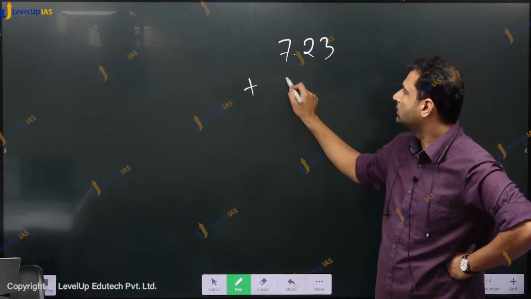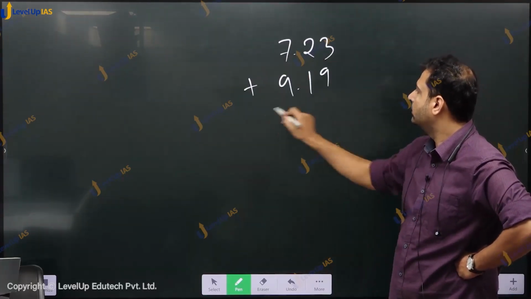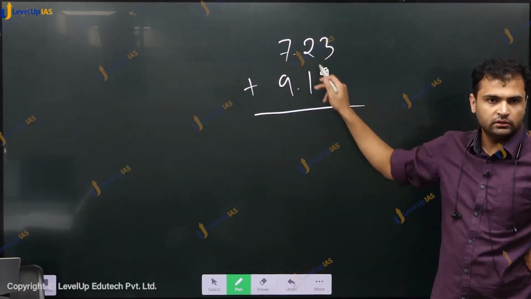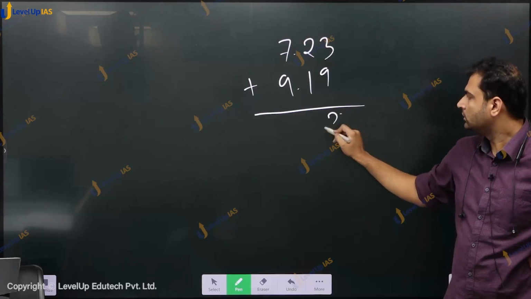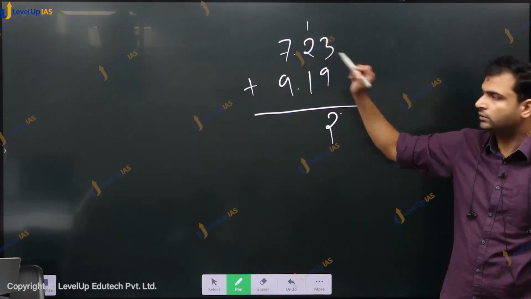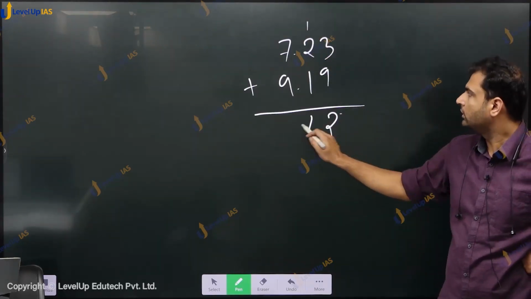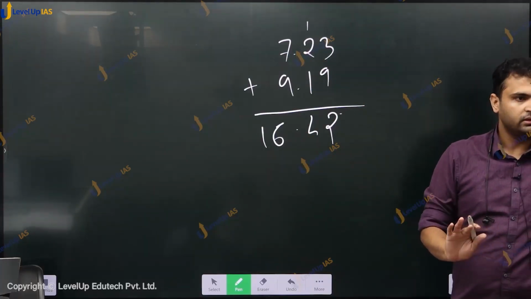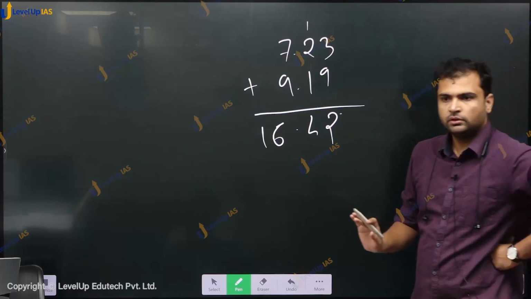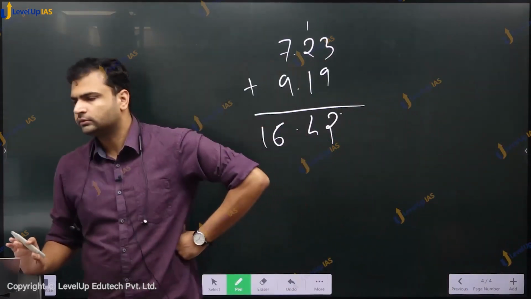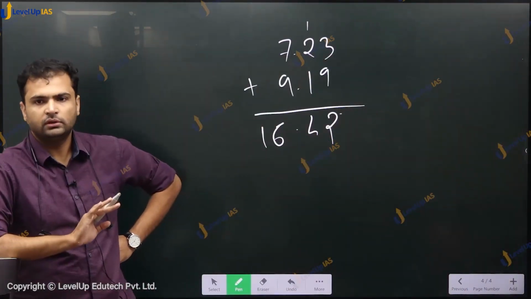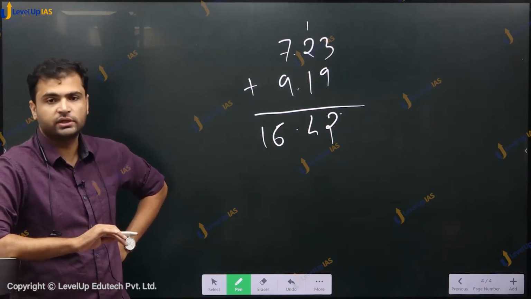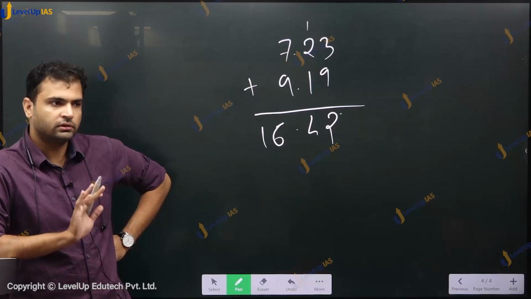7.23 plus 9.19. इसे कैसे ऐड करोगे? 9 plus 3 would be 12. Carry forward 1. 2 plus 2, 4, plus the carry, 5. And 7 plus 9, 16. Fine. कर सकते हो ये. Comfortable with addition of 2 decimal numbers? पक्का?